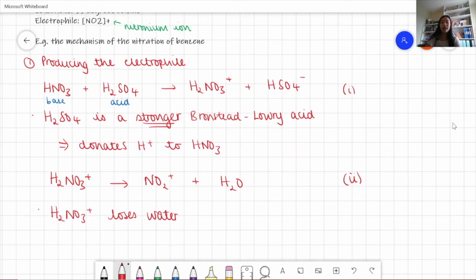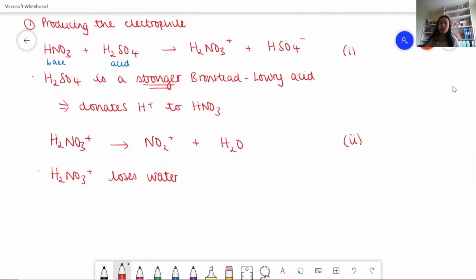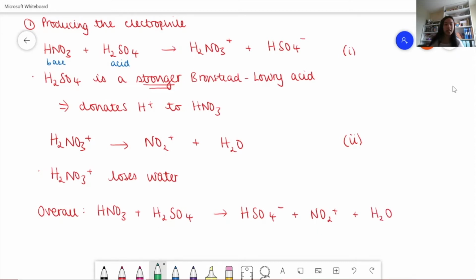And so now we can write an overall equation for the production of the electrophile. So overall, we have nitric acid added with sulfuric acid. Remember, they both have to be concentrated. They produce HSO4 minus and NO2 plus and water. So again, this NO2 plus is what we call the nitronium ion, and this is what's going to act as the electrophile in the reaction.